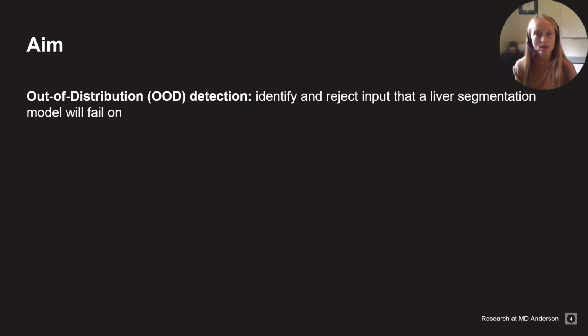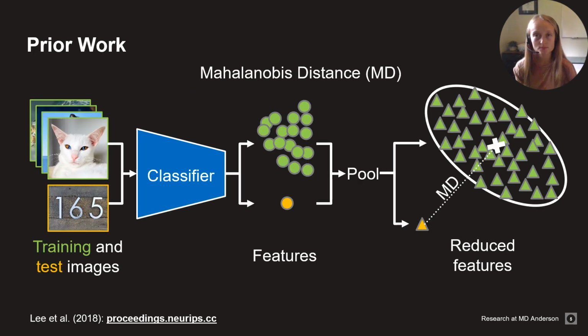And so the main purpose of our research is to identify and reject input that a liver segmentation model will fail on, which is commonly referred to as out-of-distribution detection. The Mahalanobis distance is a commonly used out-of-distribution detection technique. It was first created in the natural imaging realm, with the main idea being that if we train a classifier, we're going to extract features from the classifier for both the training data set and every new test image that we want to see if it belongs to that same distribution.